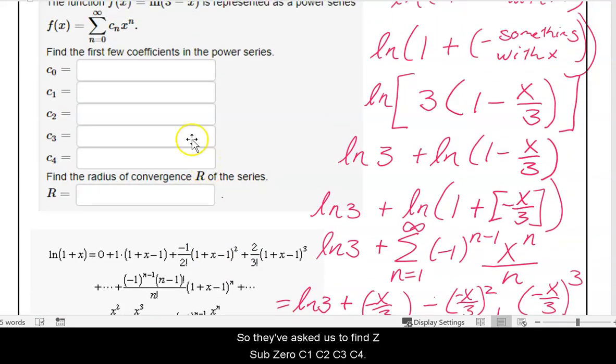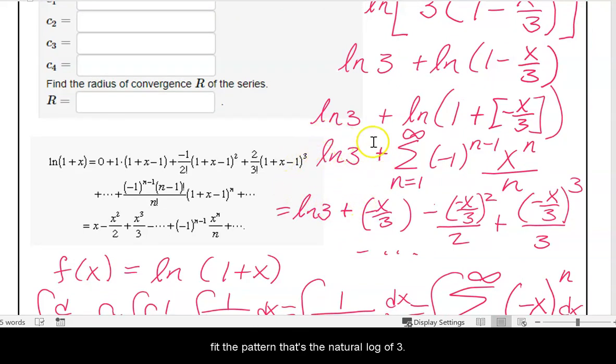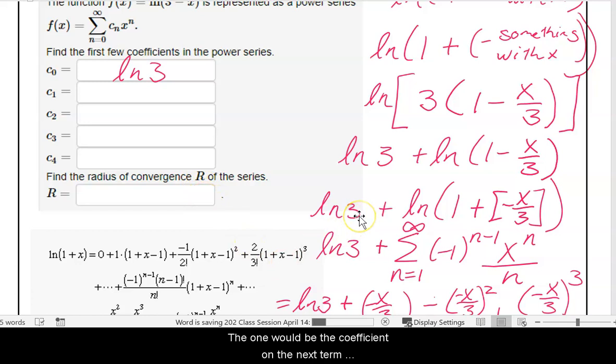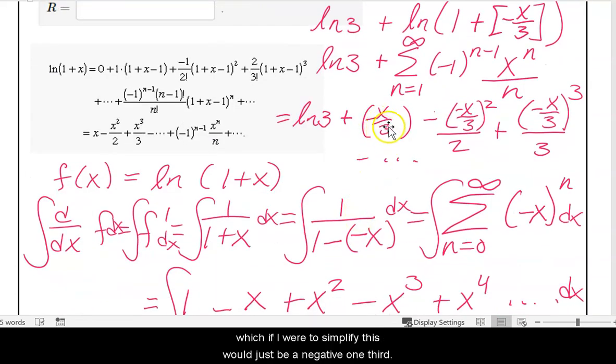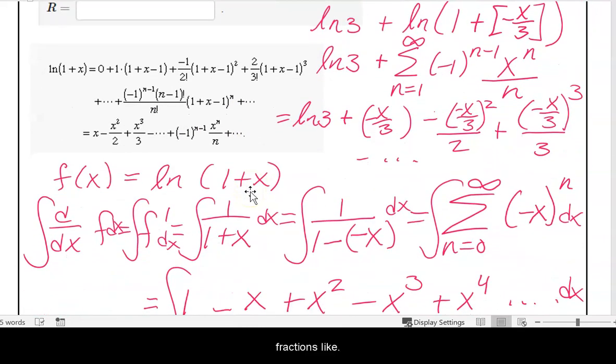So they've asked us to find C sub 0, C1, C2, C3, C4. Okay, so when we're looking at C sub 0, that's the very first term, which is the one that you get that doesn't fit the pattern. That's the natural log of 3. So this one would be natural log of 3. And then what about the C1? C1 would be the coefficient on the next term, which if I were to simplify this would just be a negative 1/3. And there's not a lot of space in those blanks, so I'm having to use those sideways fractions I hate.